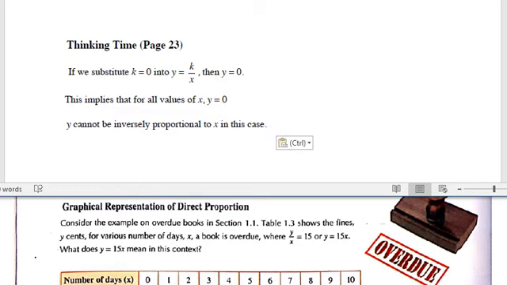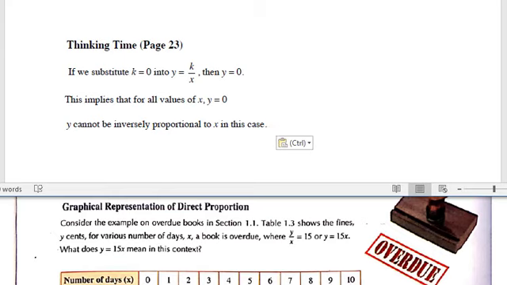But y cannot be inversely proportional to x in this case. So if you incorporate k equals 0 into y equals k over x, you will get y equals 0. This cannot be possible for direct proportion because y should change with the ratio of x.